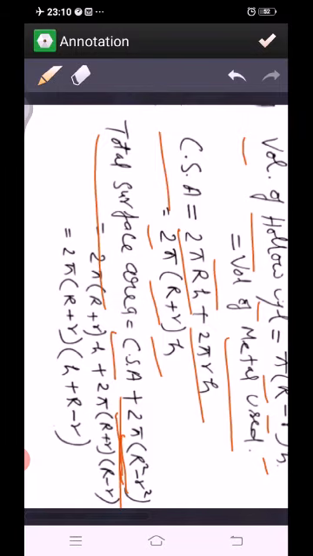Then curved surface area we have already got, 2 pi h into R plus r, and this other portion can be written as 2 pi into capital R square minus small r square, that is capital R plus small r, and 2 into capital R minus small r. So here we can take 2 pi into capital R plus small r common, so only left h plus capital R minus small r.